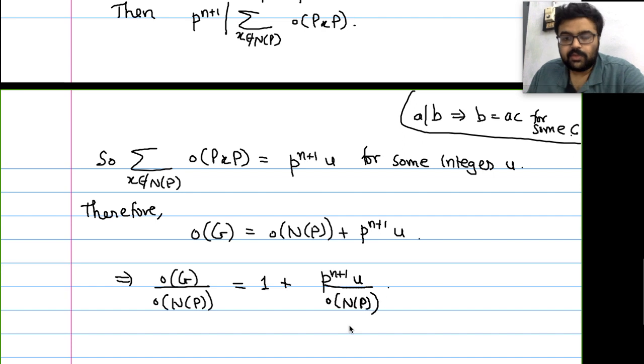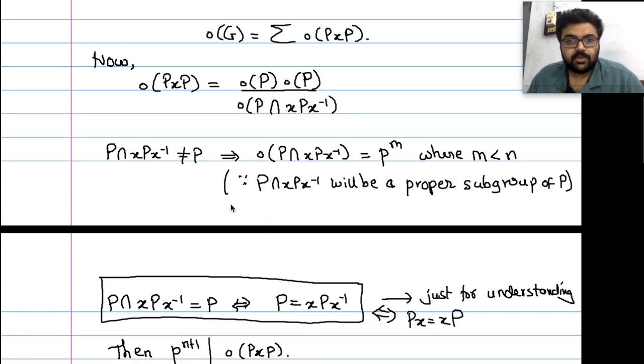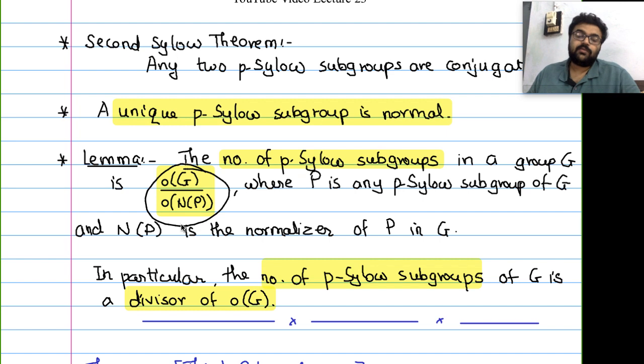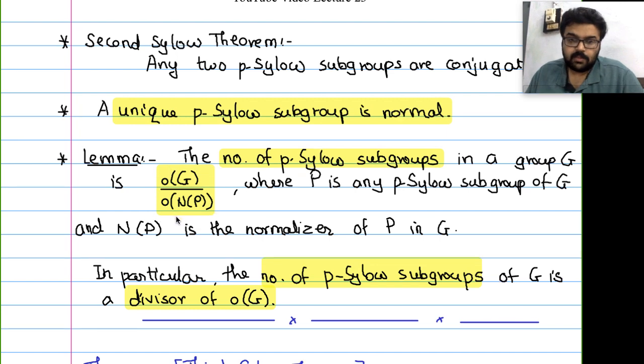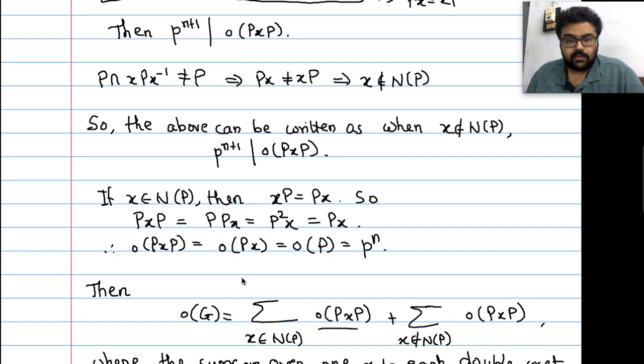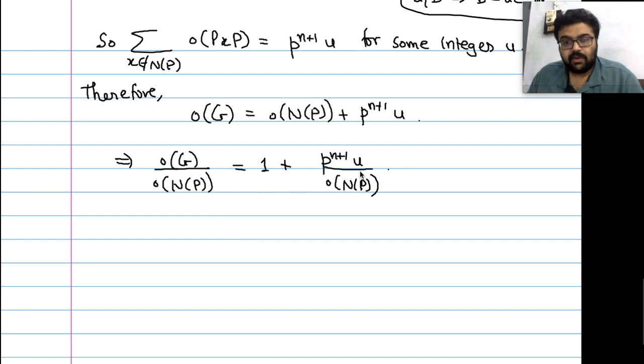Right? Now what is this? This is exactly what we wanted, the number of P Sylow subgroups. You can see, as we had seen last time, the number of P Sylow subgroups is order of G upon order of NP, where P is one such P Sylow subgroup. And that is what we wanted here. On the left hand side, we have the number of P Sylow subgroups. On the right hand side, we have 1 plus something.